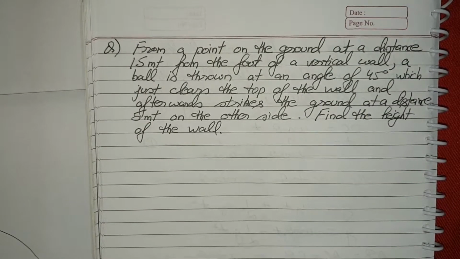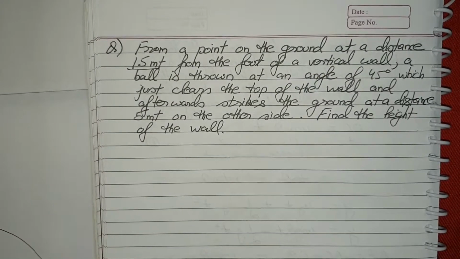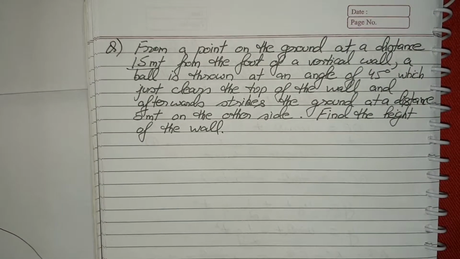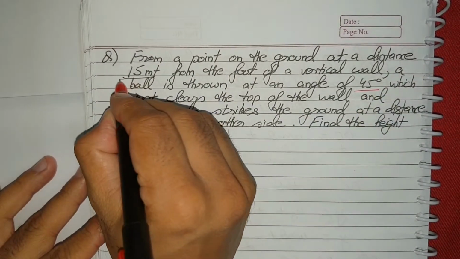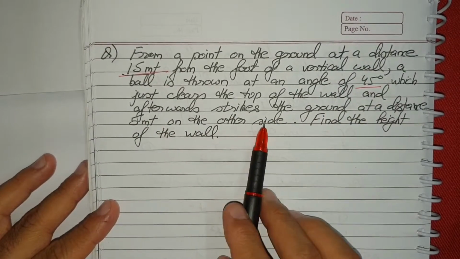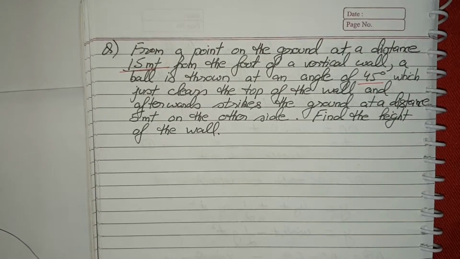Now, from a point on the ground at a distance of 15 meter from the foot of the vertical wall, the ball is thrown at an angle of 45 degree, which clears the top of the wall and afterwards strikes the ground at a distance of 5 meter on the other side. Find the height of the wall.